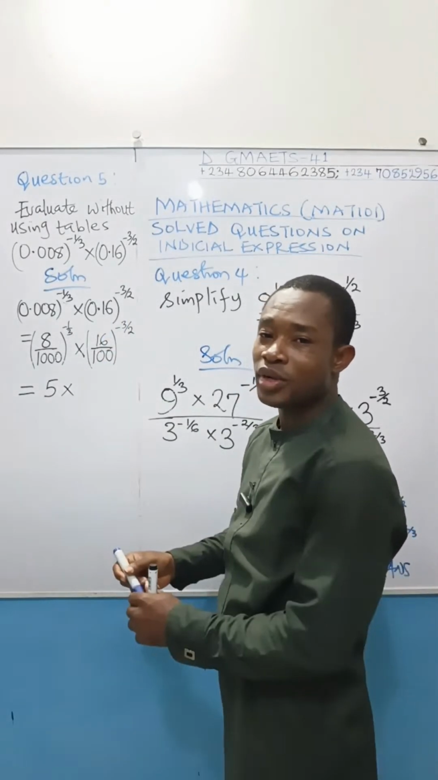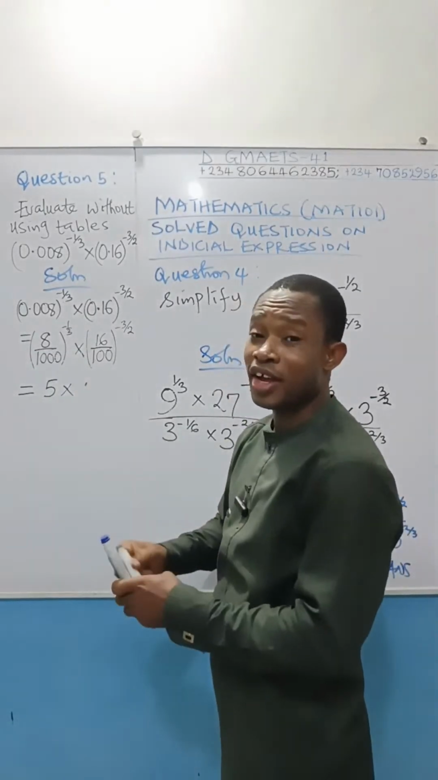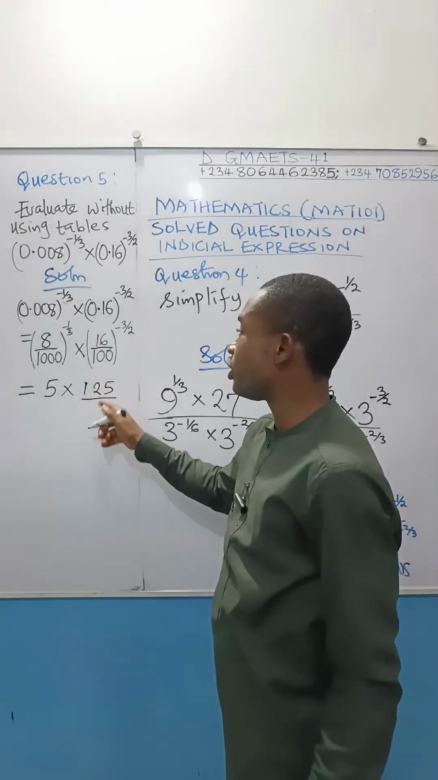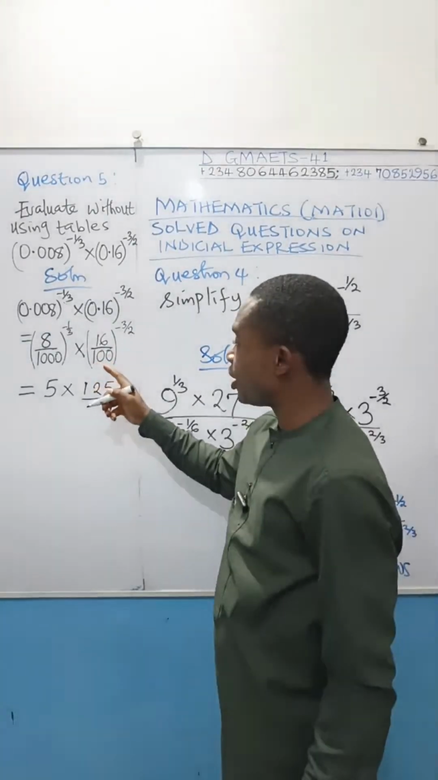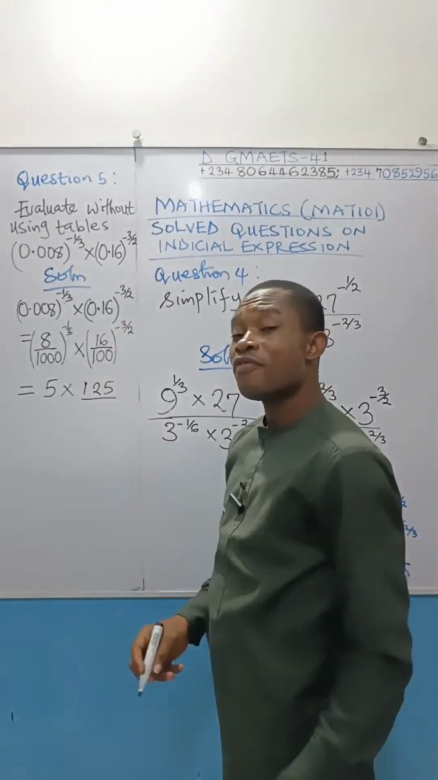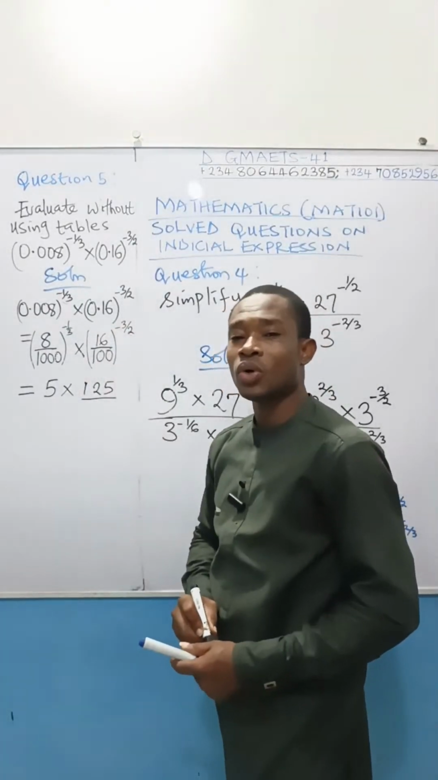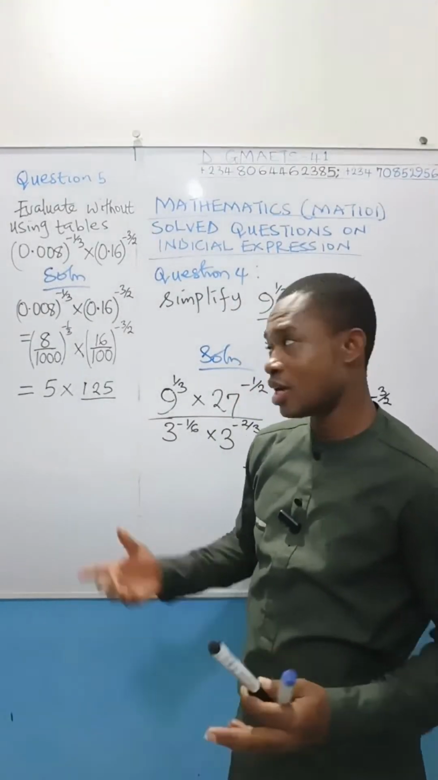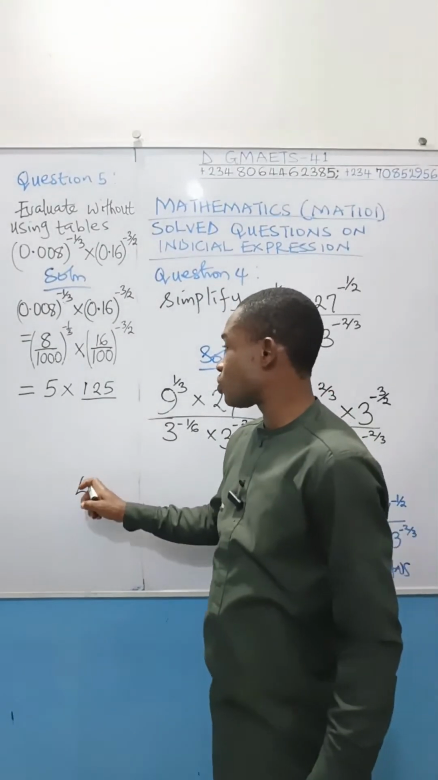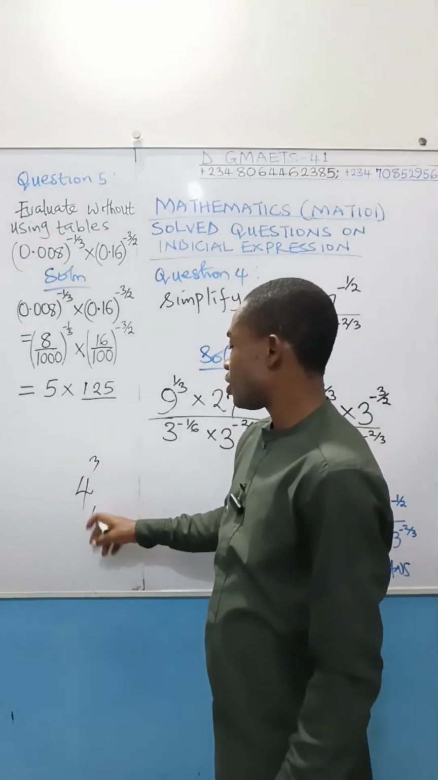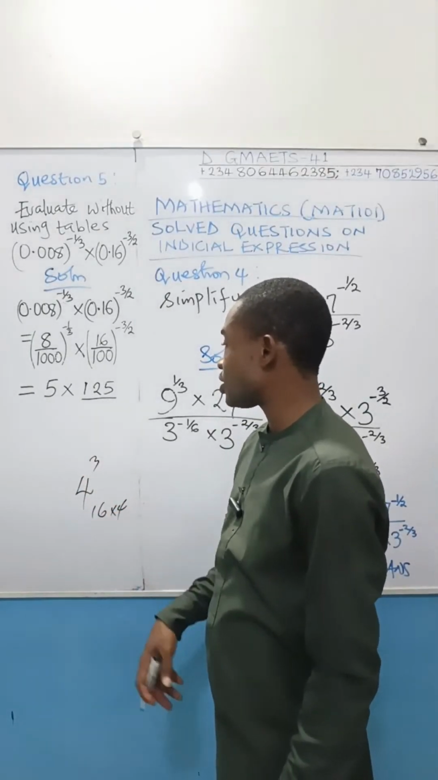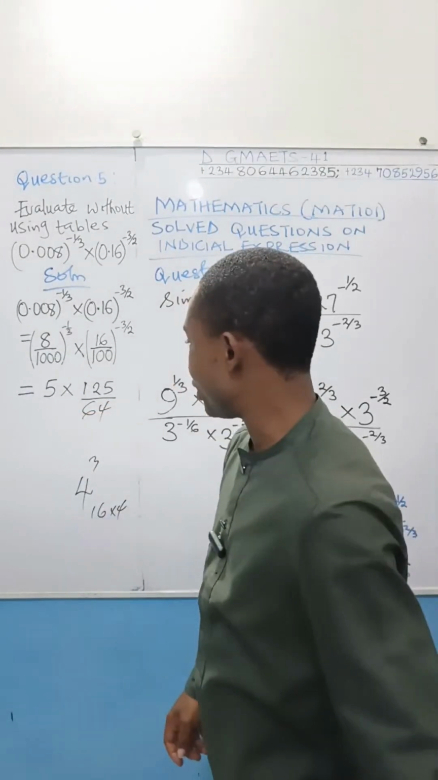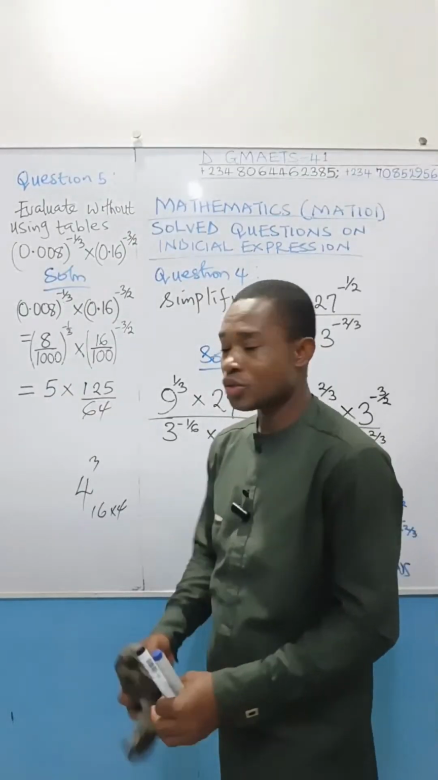So that 5 over 2 raised to power 3. 5 raised to power 3 will give you 125, all over 4 raised to power 3, sorry, 2 raised to power 3. Wait, 4 raised to power 3 is 64: you have 16 times 4, that is 64. That's what you're going to get there.